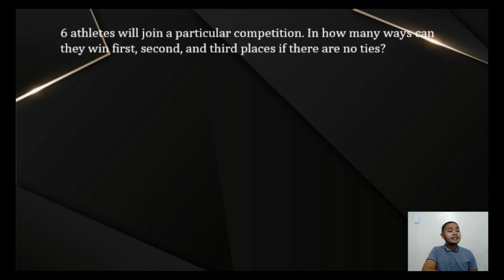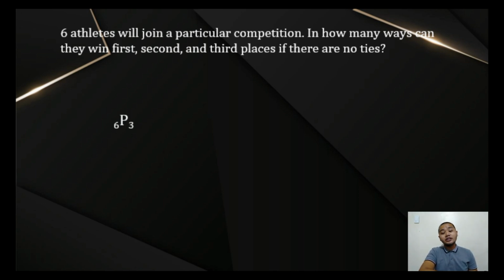Third problem tayo, or third question: 6 athletes will join a particular competition. In how many ways can they win first, second, and third places if there are no ties? Dito, since meron tayong 6 athletes, tapos yung ipo-position lang natin sila in 3 positions, first, second, and third. Ang magiging solution natin dito will be the permutation of 6, kasi 6 athletes, taken 3, kasi 3 yung prizes. First, second, and third.